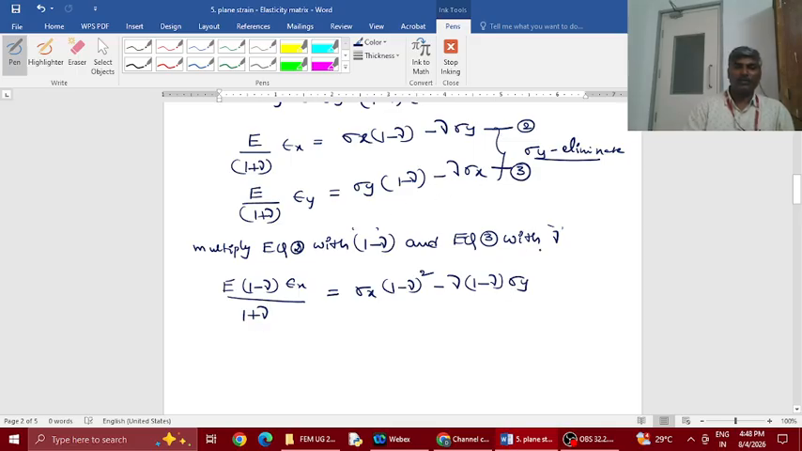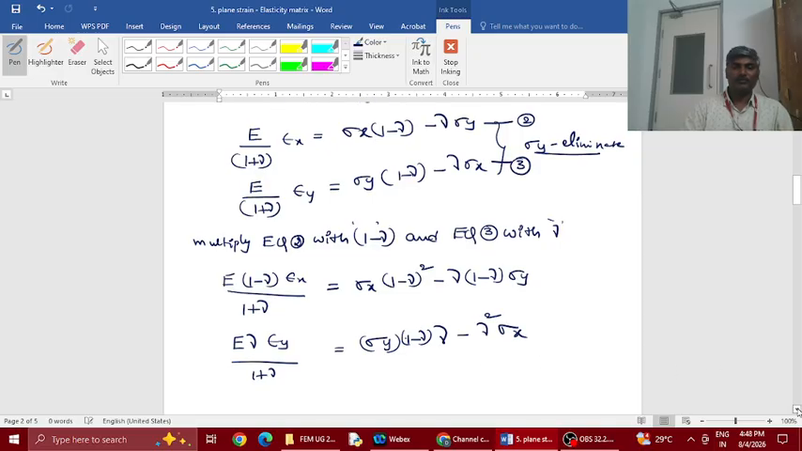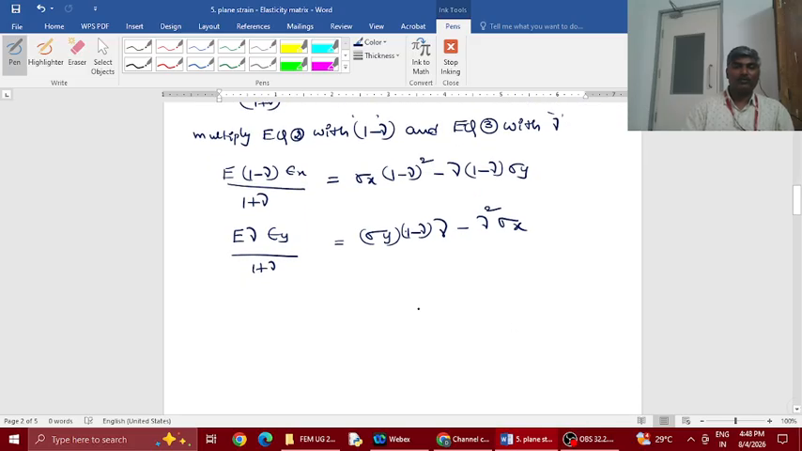Second one, equation 3, I shall multiply with nu. Okay. So E into nu into epsilon y divided by 1 plus nu equals sigma y into 1 minus nu is already there. So we'll multiply with nu minus nu is already there here. So again you are multiplying with the nu. So it becomes nu square sigma x. Okay. Now you add these two equations.